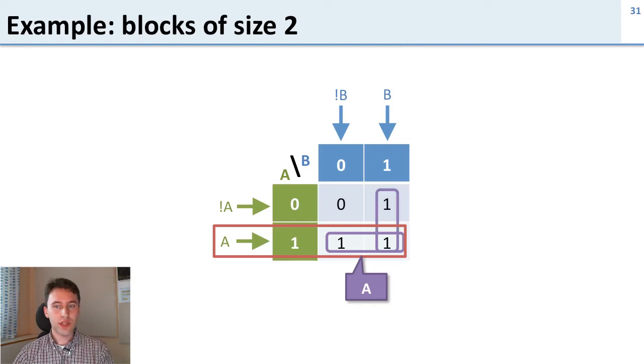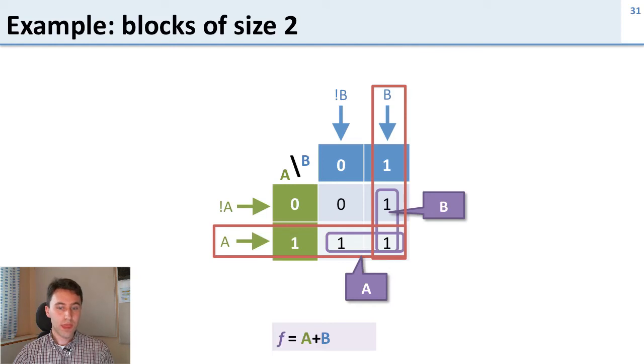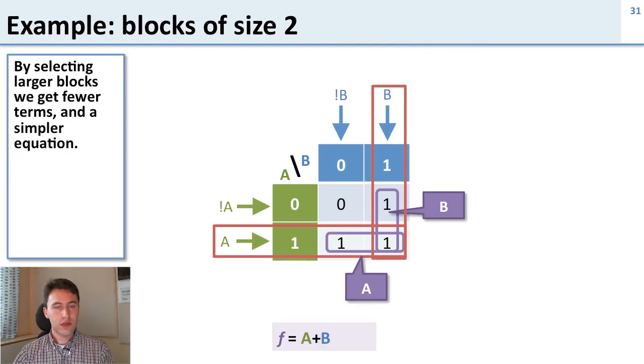And what's the equation for this? Well, this is the column where B is true. So this one is simply B. And by circling these larger blocks, we get our equation immediately. We see it's just A or B, one or the other of those. So selecting larger blocks is good. You get fewer terms and a simpler equation.